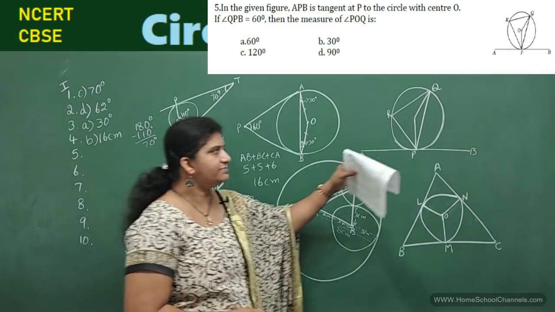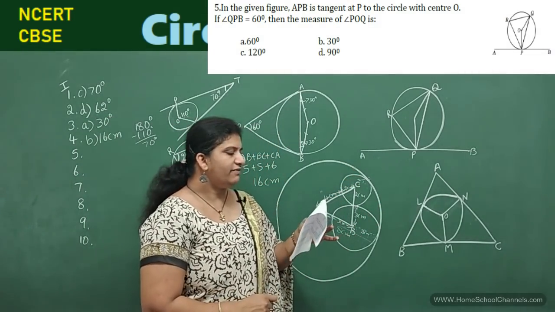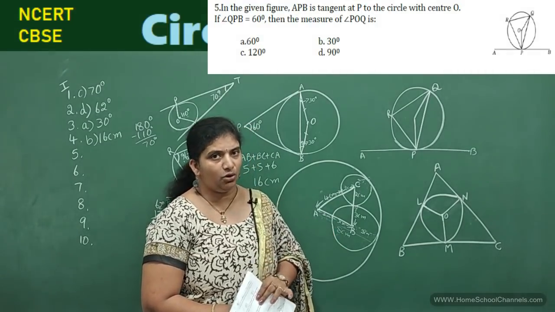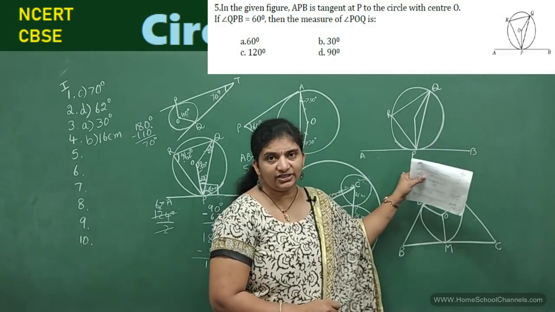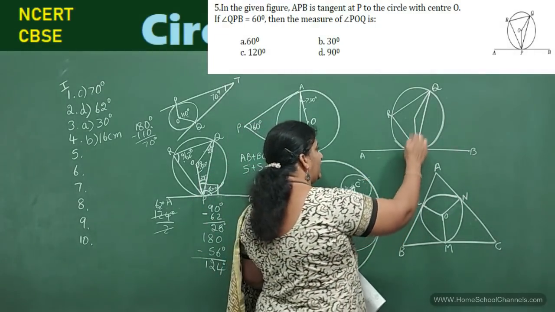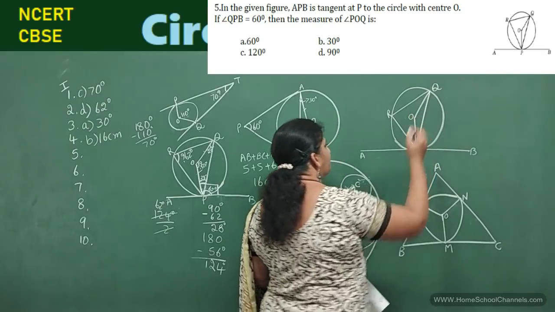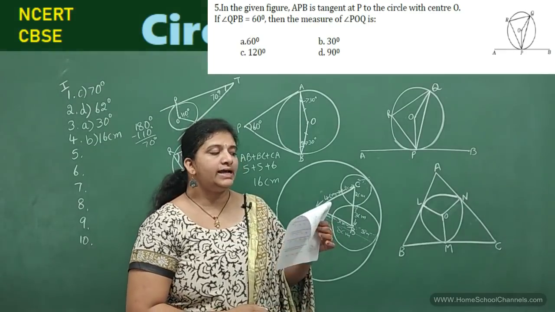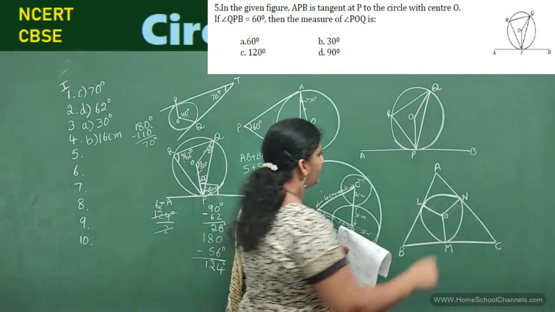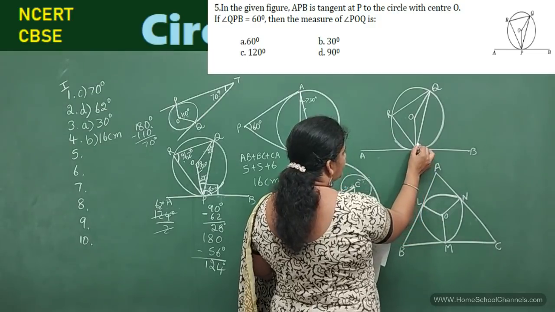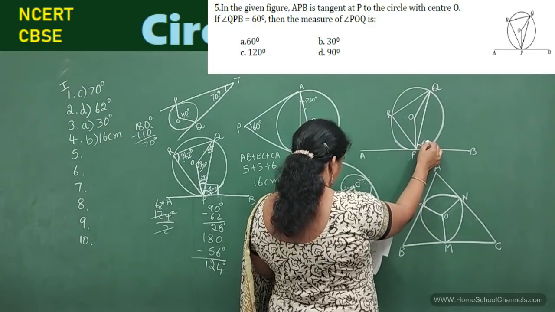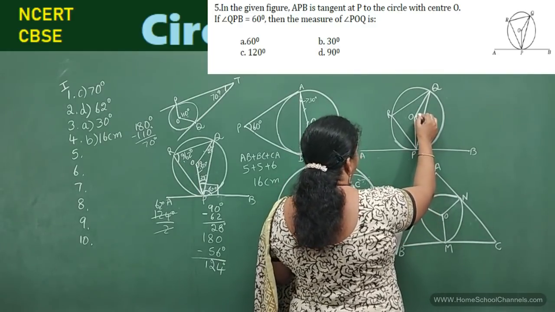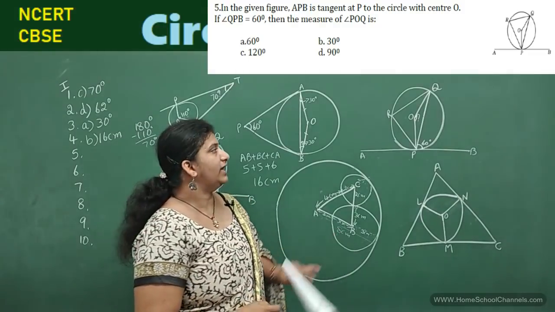Fifth one, you can observe this figure. In the given figure, APB is a tangent at P to the circle with center O. Okay? And what did they give here? If angle QPB, where is angle QPB? Angle QPB, this angle is 60 degrees. Then what is the measure of angle POQ?